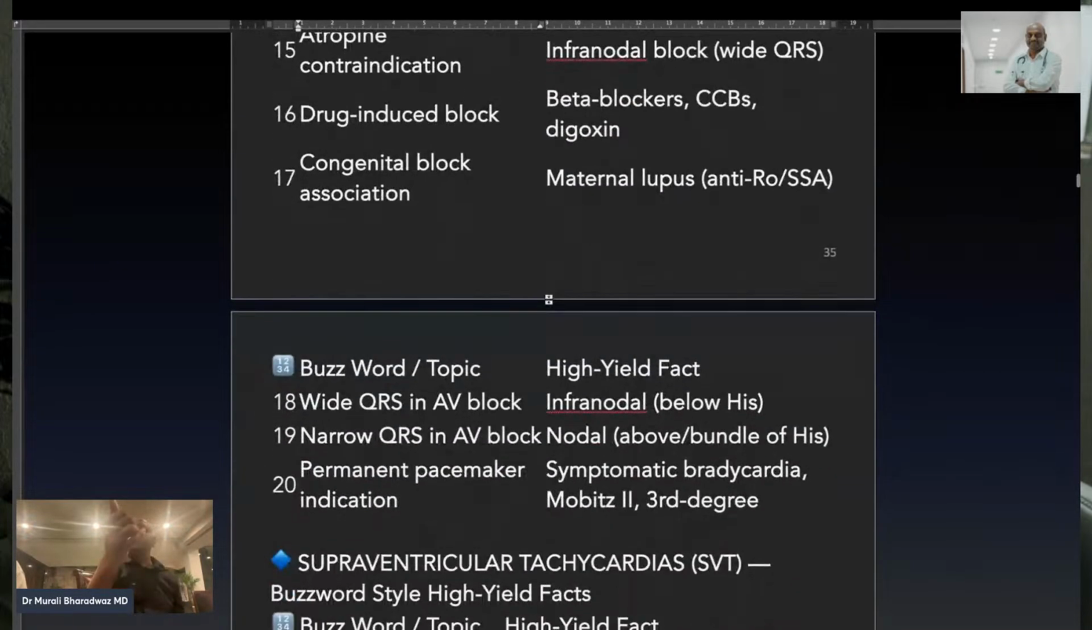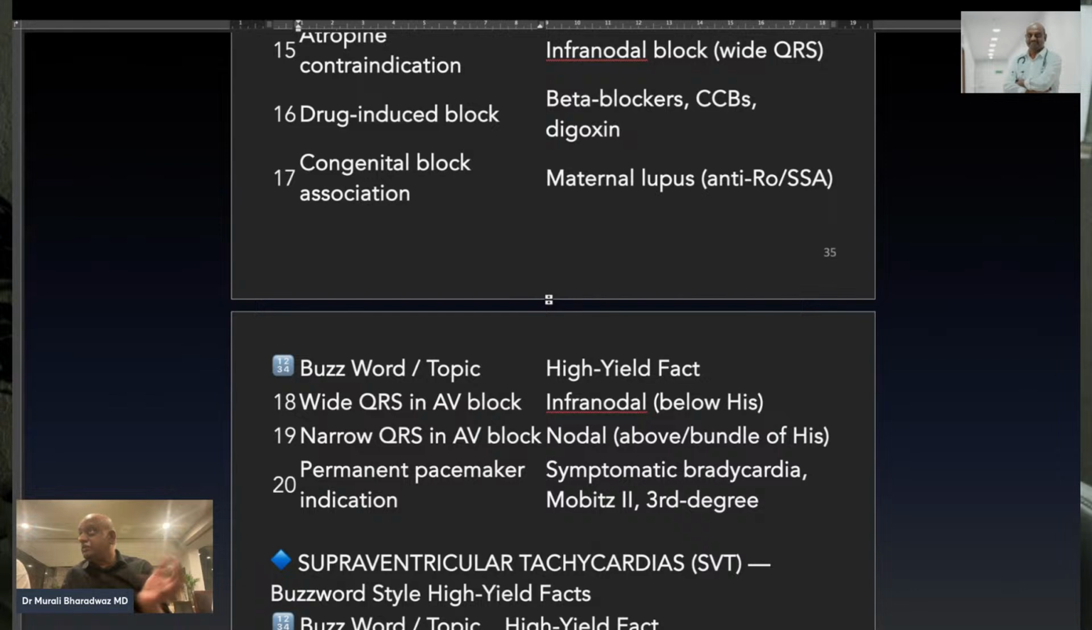Then what is drug induced block? Those who are receiving digoxin. Digoxin is vagomimetic. It will slow down the heart rate in atrial fibrillation. So the vagomimetic properties of digoxin can lead to heart block.